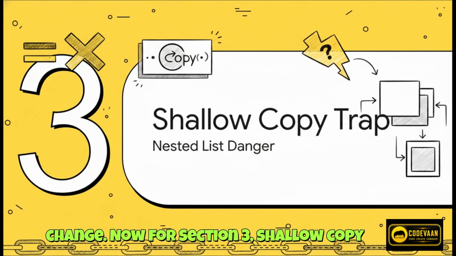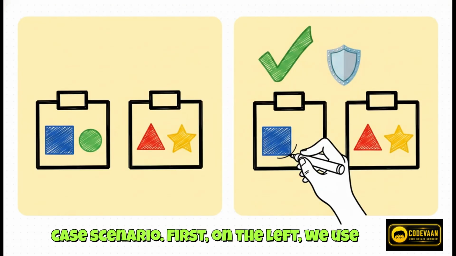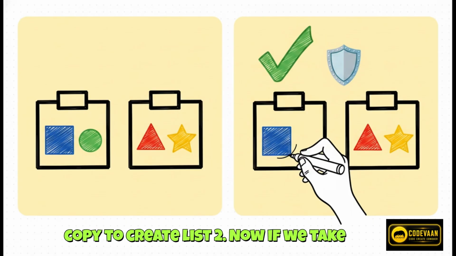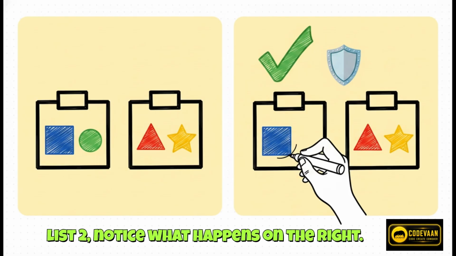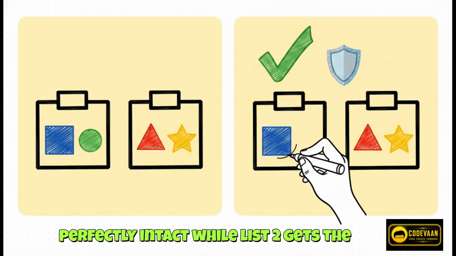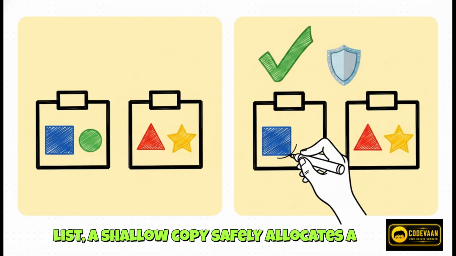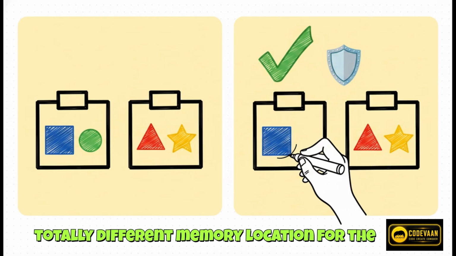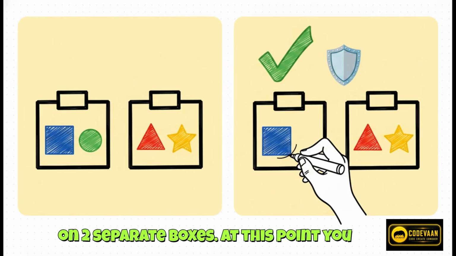Now for section 3, shallow copy, the nested trap. Let's look at a best case scenario first. On the left, we use .copy to create list2. Now, if we take a marker and modify the blue square in list2, notice what happens on the right. Total success! List1's square stays perfectly intact, while list2 gets the update. So for a single dimension, flat list, a shallow copy safely allocates a totally different memory location for the new variable. The name tags are finally on 2 separate boxes.